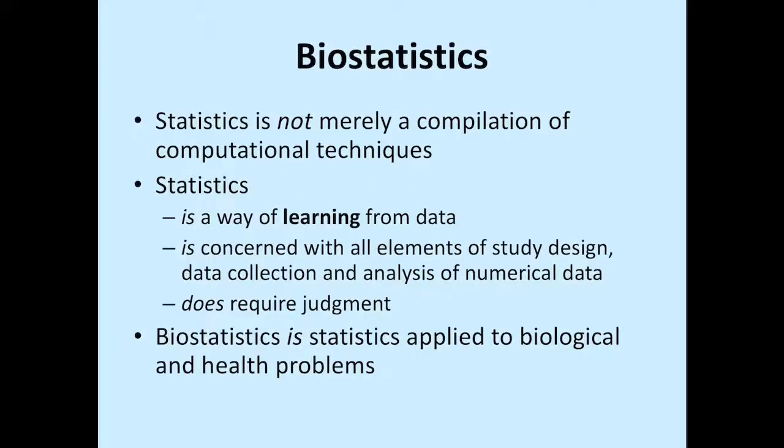When we look at data, it does require us to look at it from a judgmental point of view, right? We want to scrutinize the data, and we get data from a bunch of different types of elements, study designs, data collection, analysis of numeric data. Biostatistics is statistics applied to biological and health problems, right? There's different forms of statistics. You can have business statistics, we have biostatistics here. There's different forms of statistics throughout different areas that you go into. We're going to be mostly applying all of our information to biological and health problems.